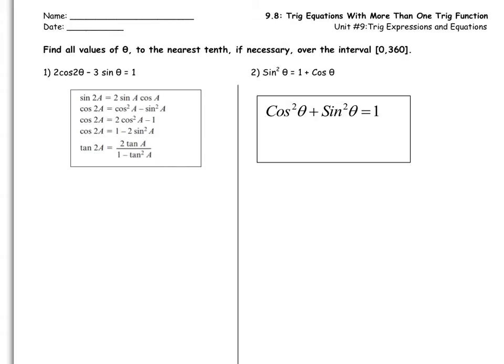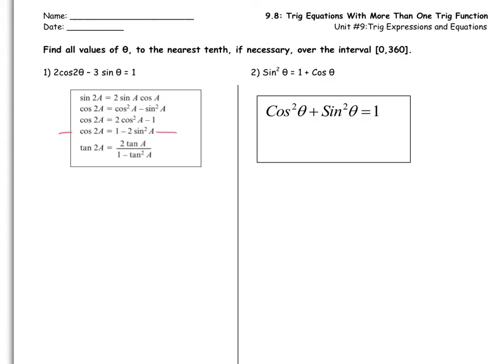Now, since I have a double angle formula, I've got cos 2 theta, I can use one of these three formulas down here that I provided for you. Which one makes the most sense? I think this one makes the most sense because we already have sine in the equation. So you want to pick the one that would change the cosine to a sine.